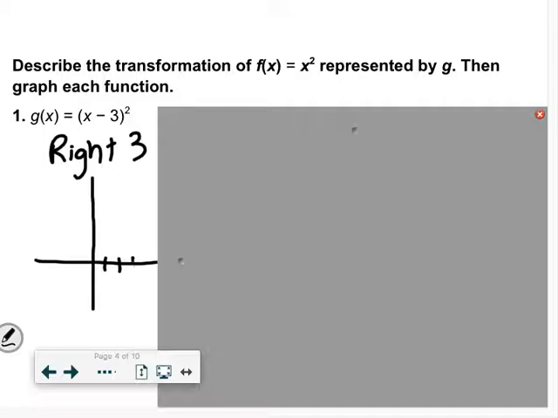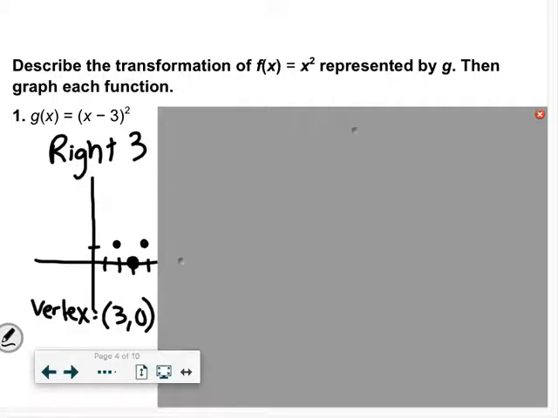Graph it. 1, 2, 3. That's going to be my new vertex. So if I wanted to label the vertex, I could say the vertex is at 3, 0. It's an ordered pair. And then just like we did previously for the absolute value function, use what you know from the parent function. Okay, so normally with the quadratic, you have your vertex, and then your next 2 points are up 1, right 1, up 1, left 1. Okay, so we can plot those points. We're going to go up 1, right 1, up 1, left 1.